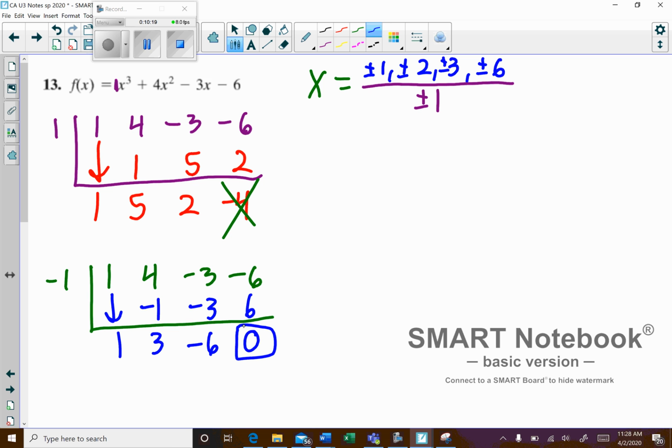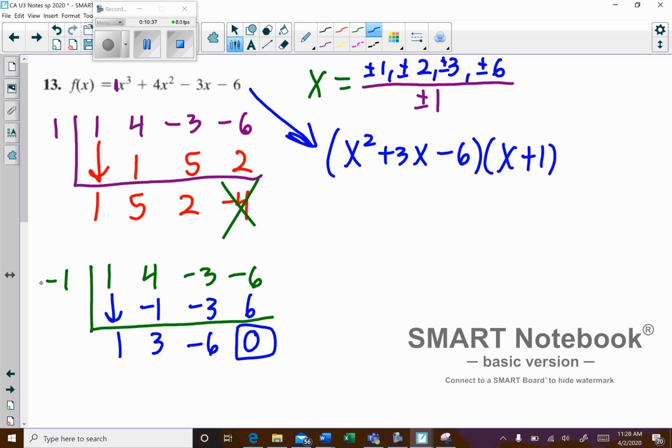And this one works out for us. We got a remainder of 0, so that's nice. Okay, so once again, just to emphasize what's taking place, we've basically factored this original polynomial down to x squared plus 3x minus 6. And the other factor would be x plus 1, because if you plug in negative 1, it's one of the solutions to the polynomial. Now, this time, this is not going to be factorable.